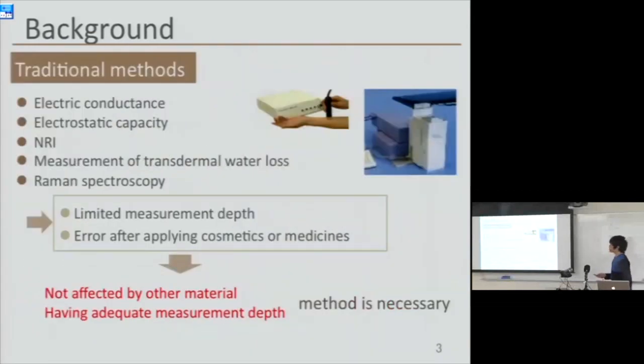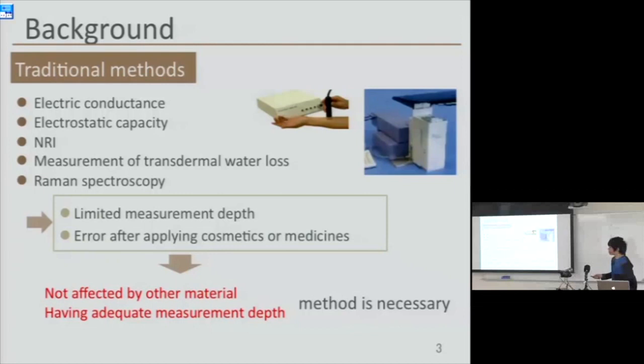The traditional methods of measuring water content in the cornified layer are measuring electric conductance, electrostatic capacity, NMR, measurement of transdermal water loss, or Raman spectroscopy. However, there are some problems with these methods. For example, the measurement depth of some of these methods is limited, or we cannot measure the precise water content in the cornified layer after applying cosmetics or medicines.